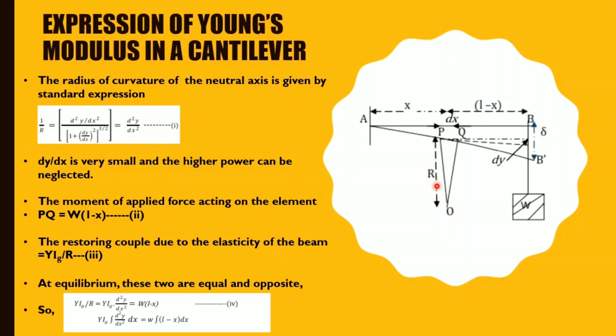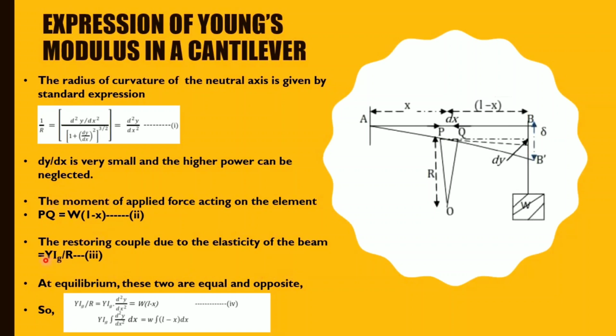Now the moment of the applied force acting on this PQ will be equal to W (L minus x), and the restoring couple due to the elasticity of the beam will be Y Ig by R. So Y is the Young modulus, R is the radius. This will be our equation 3. At equilibrium, these two are equal and opposite.